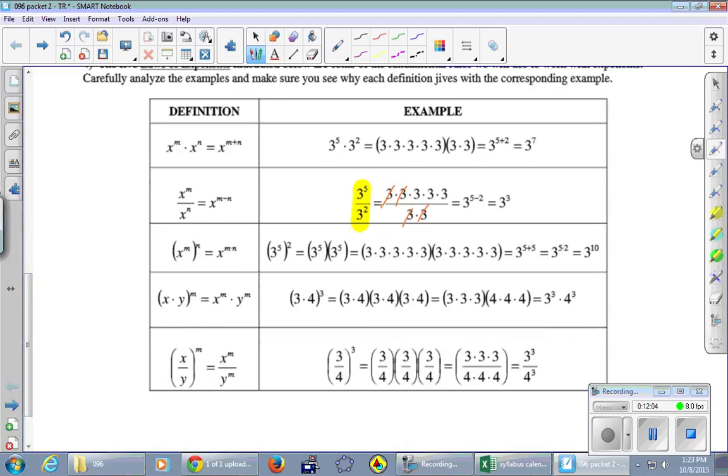Moving on, 3 to the 5th to the 2nd. 3 to the 5th squared. Let's list this guy out. 3 to the 5th squared really means 3 to the 5th times 3 to the 5th. Yes? And 3 to the 5th, I've just listed 5 of them. And then the other 3 to the 5th, I've listed 5 more of them. How many 3's do we have? 10. And is there a shortcut that you can do with the original 5 and 2 to get 10?